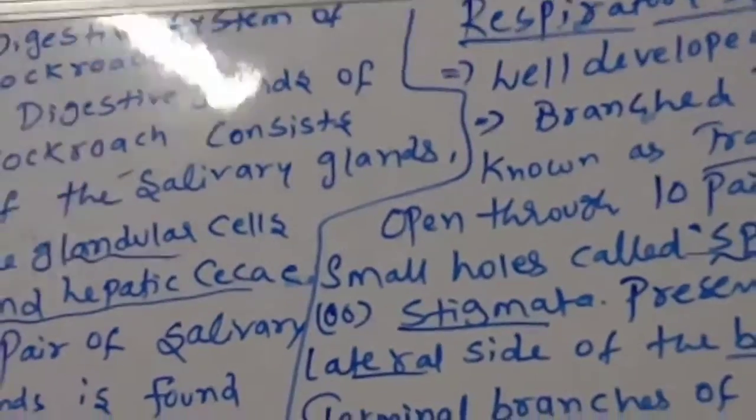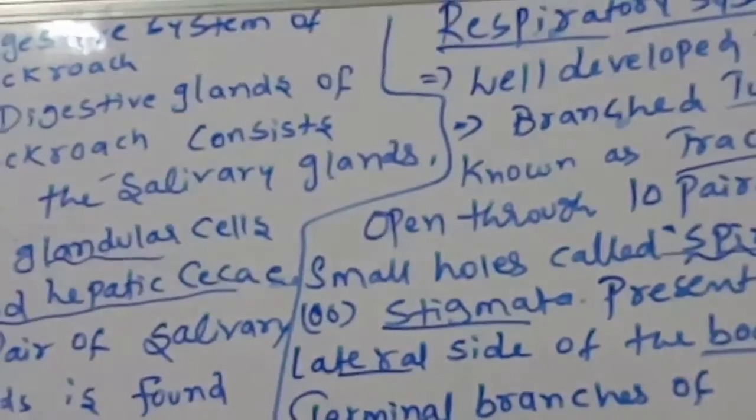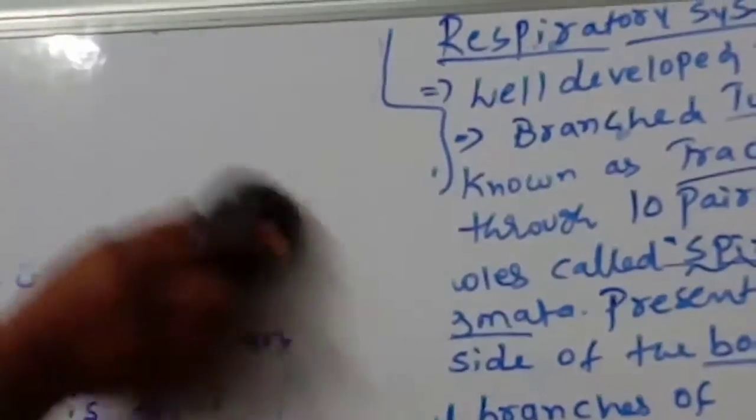Next, we are going to discuss another important system, the circulatory system of the cockroach. This is a very important concept. Children, we are discussing the circulatory system.